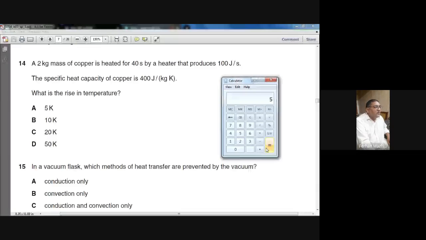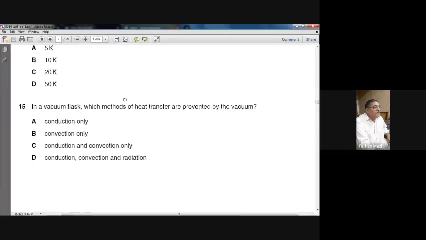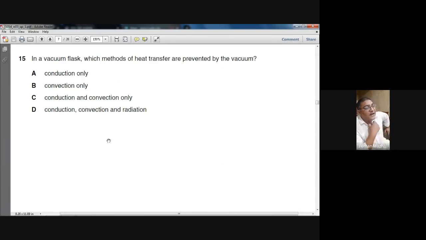We are moving to the next question. This is question number 15 from the paper winter 2003. In a vacuum flask, which methods of heat transfer are prevented by the vacuum? Remember, vacuum cannot stop radiation. Convection and conduction require media, so they cannot happen through the vacuum. So what's the answer, you think? Conduction and convection. C part. C is the right answer. Conduction and convection only. Vacuum cannot stop the heat loss by the process of radiation. So C is the choice.